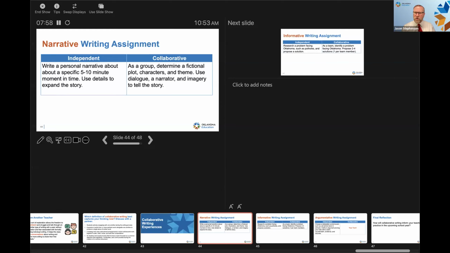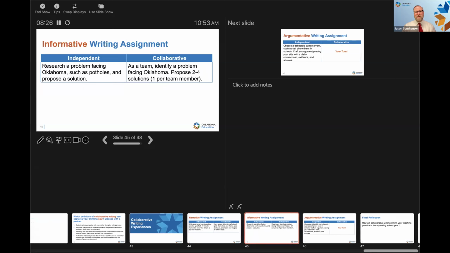So in turning a narrative writing assignment into a collaborative format, it would be best to probably go the fictional route, which also is allowed in our standard. So as a group, determine a fictional plot, characters, and theme, and use dialogue, a narrator, and imagery to tell the story. And that would be two different approaches to the same standard, but it would look different collaboratively.